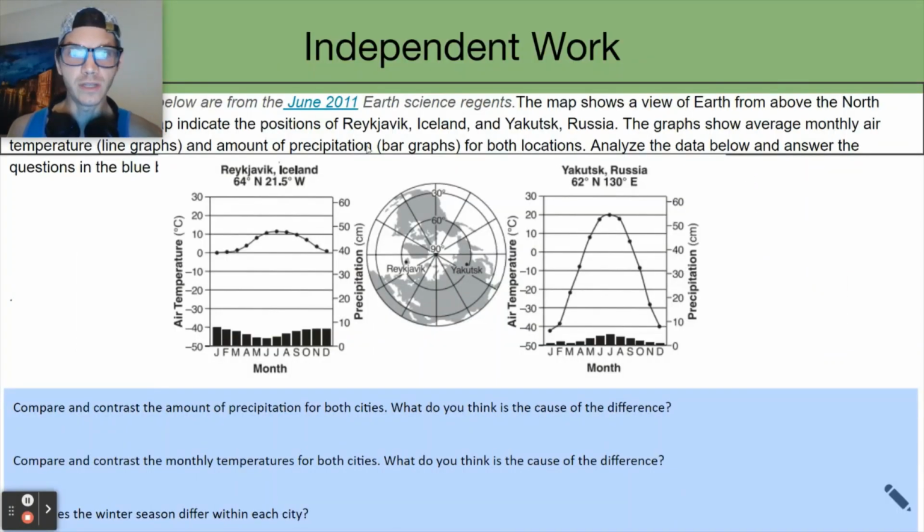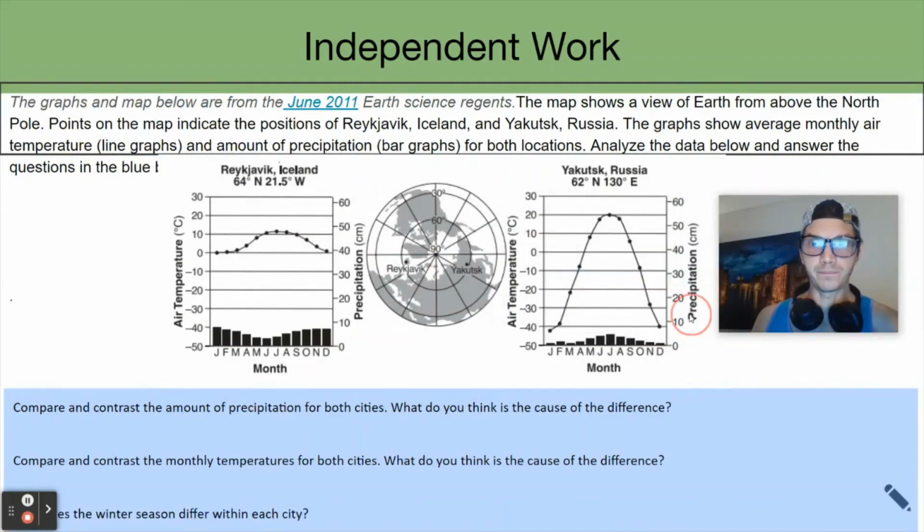So we took a look at this regions question a while ago, but just as a reminder, we are comparing climate in Reykjavik, Iceland with Yakutsk, Russia, and the line graph is going to show us temperature, whereas the bar graph shows us precipitation. So if we look at air temperature in Reykjavik, you'll see that it fluctuates between 0 degrees Celsius and about 12 degrees Celsius.